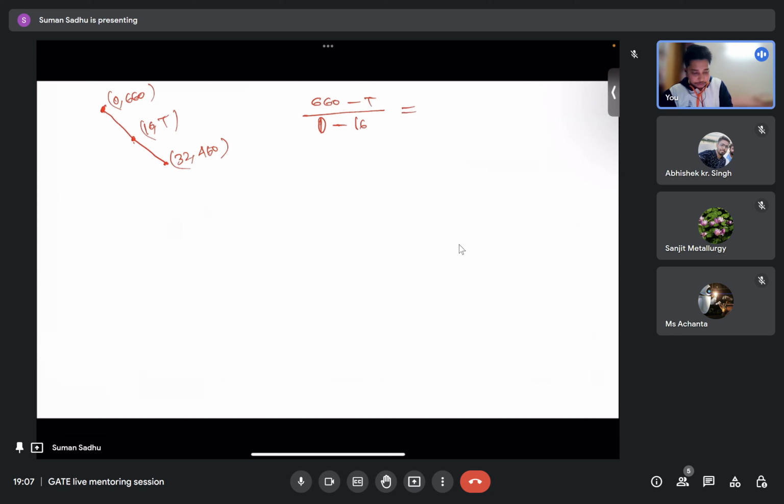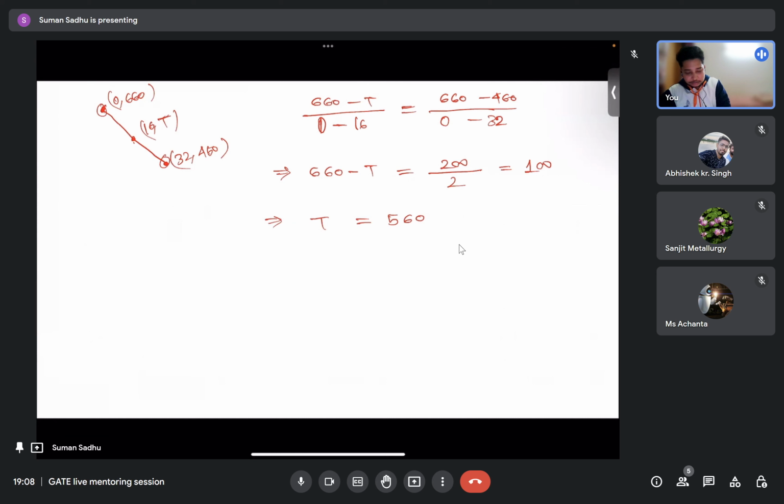If you calculate the slope using these 2 points, that is 660 minus 460 over 0 minus 32, then we'll also get 660 minus t is equal to 200 by 2, that is 100. Similarly, we'll get t is equal to 560.